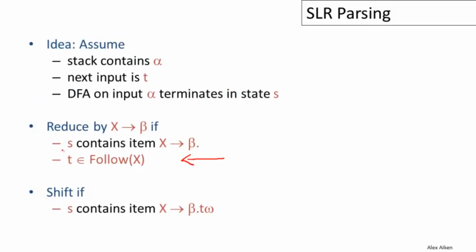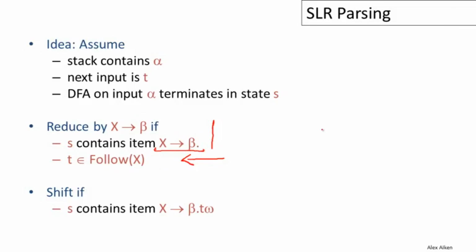So before, if we saw X goes to beta dot in the final state of our DFA, recall what that means. That means beta is on the top of the stack and is viable, and so it's fine to reduce. Now, we do have a little bit more information. So notice that the automaton here doesn't take any advantage of what's coming up in the input. This decision here is based entirely on the stack contents. But it might be that it doesn't make sense to reduce based on what the next input symbol is. And how can we take advantage of that?